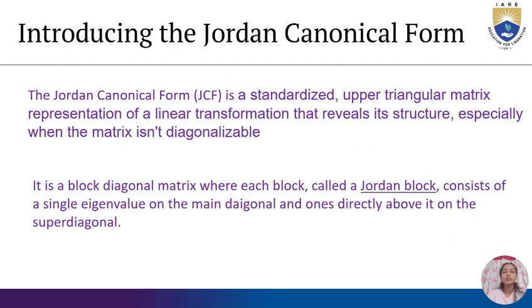So, introducing the Jordan canonical form. The Jordan canonical form, JCF, is a standardized upper triangular matrix representation of a linear transformation that reveals its structure, especially when the matrix isn't diagonalizable. It is a block diagonal matrix where each block, called a Jordan block, consists of a single eigenvalue on the main diagonal and ones directly above it on the super diagonal.